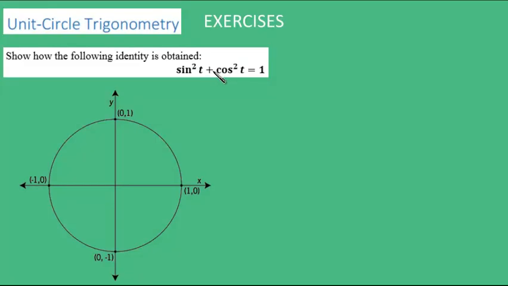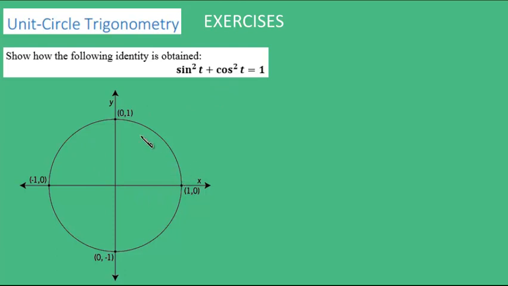We're given this identity and then asked to show that it is true. And we'll do so by showing how we obtain it. Often when we're dealing with identities, instead of the equal sign, we have 3 bars, which means then that it will be equal to 1 for all values of T. So to show how we obtain this, we'll use unit circles.